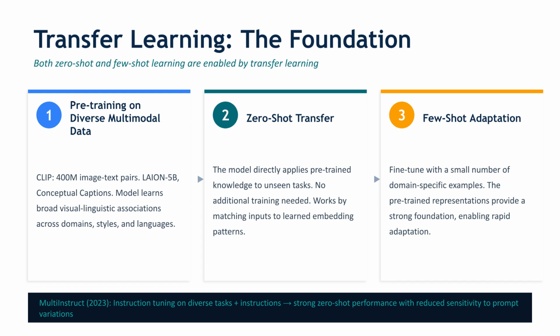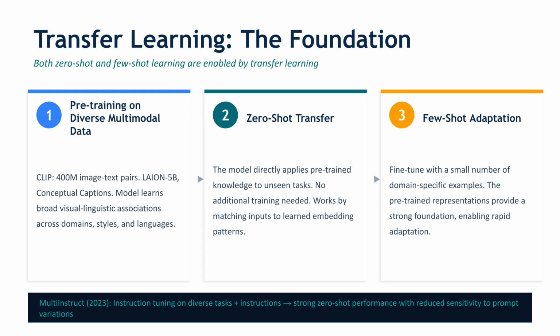Both zero-shot and few-shot learning are fundamentally enabled by transfer learning, which is the real foundation here. The process starts with pre-training on diverse multimodal data. CLIP was trained on 400 million image-text pairs, and newer datasets like LAION-5B are even larger. During pre-training, the model learns broad visual linguistic associations that span domains, styles, and languages.